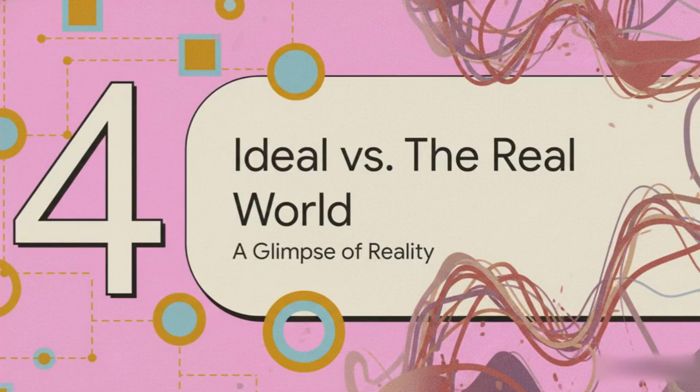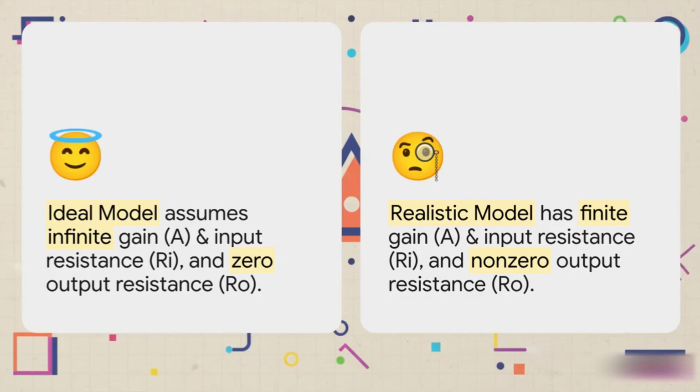Okay, so we have to talk about something. Those two golden rules we've been using, they're for a perfect, ideal op-amp. They make the math super clean, and they're absolutely perfect for getting a design started. But the real world is a little messier. Let's do a quick side-by-side.